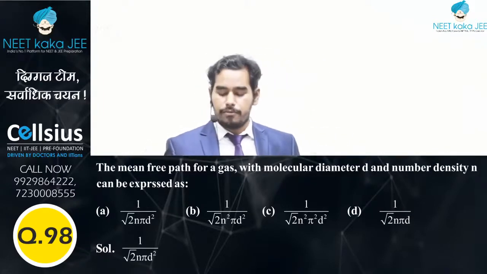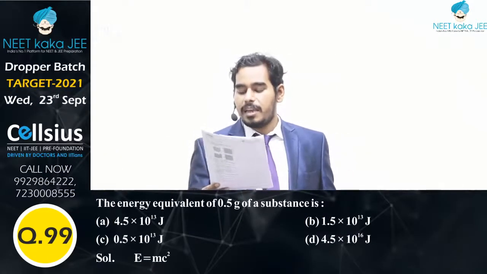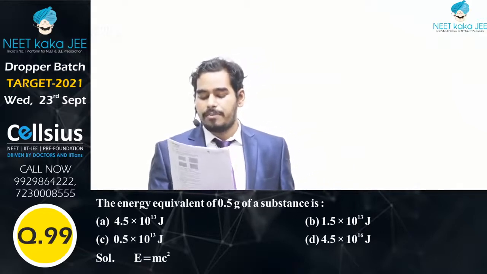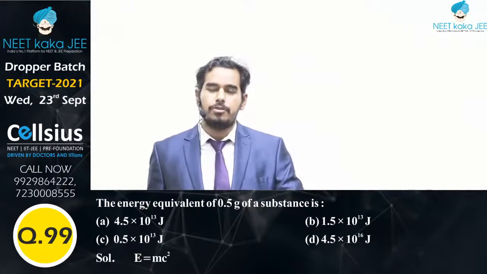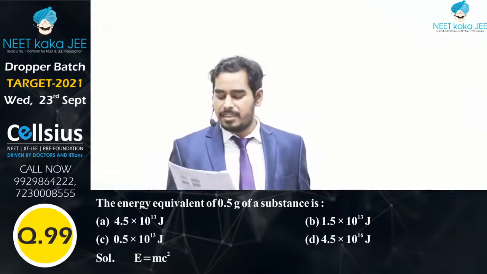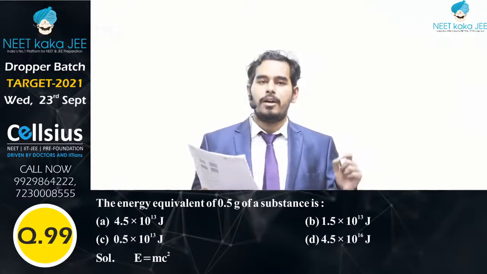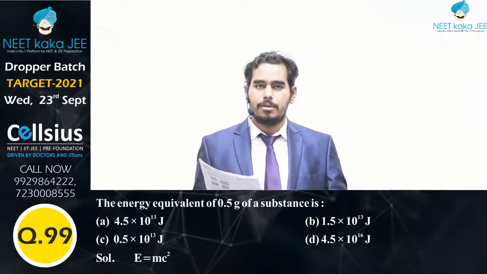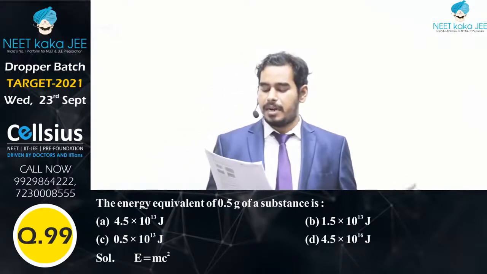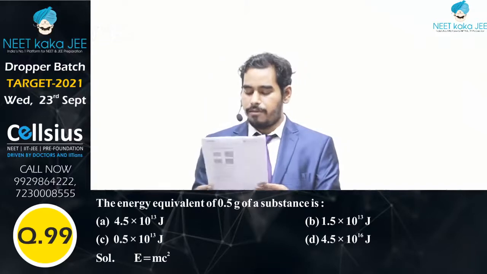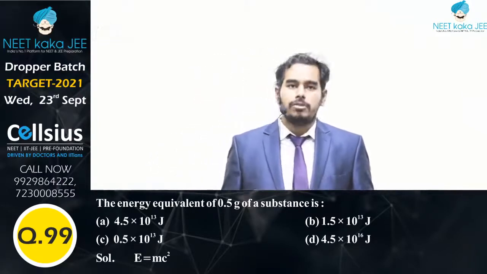Now let us move to the next question, question number 99 appearing on your screen. The energy equivalent of 0.5 gram of a substance is, now you know that E is equal to mc square. When you write the equivalent energy for mass, utilize E is equal to mc square. So simply what you are going to put, 0.5 into 10 to the power minus 3, because it is gram, and into c square. So it is 9 into 10 to the power 16, and when you multiply you get the answer as A, that is 4.5 into 10 to the power 13 joules. Now let us come to the next question.